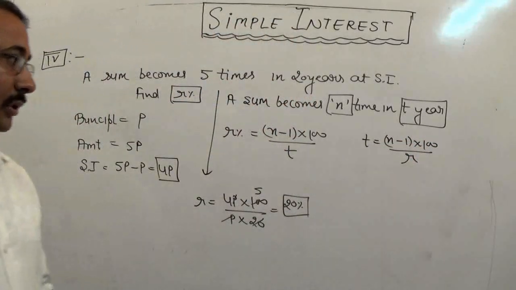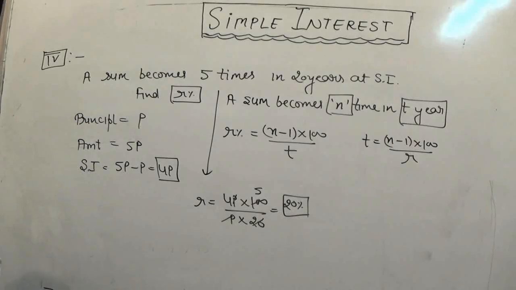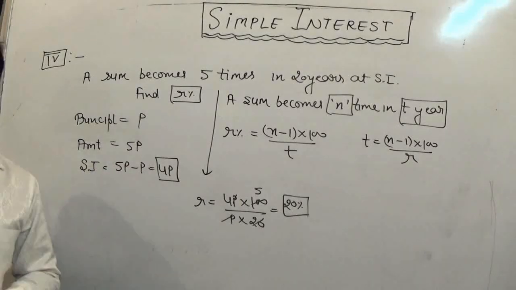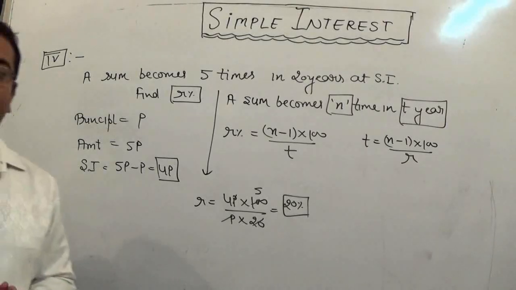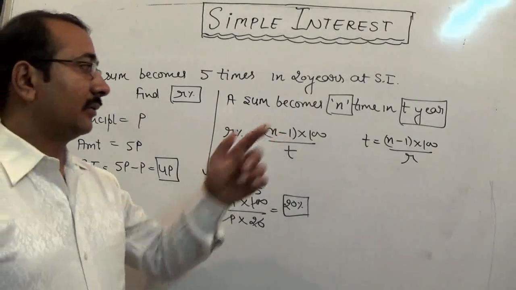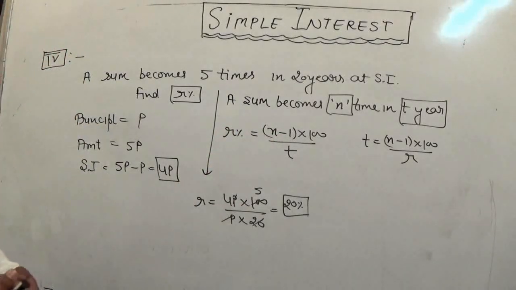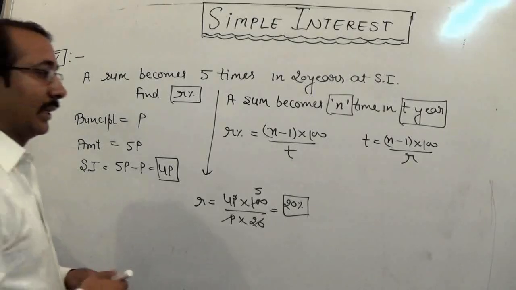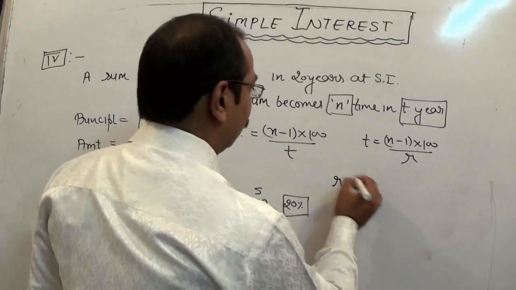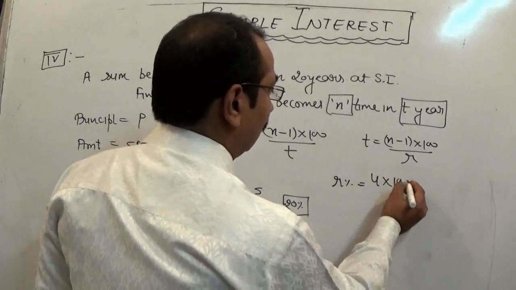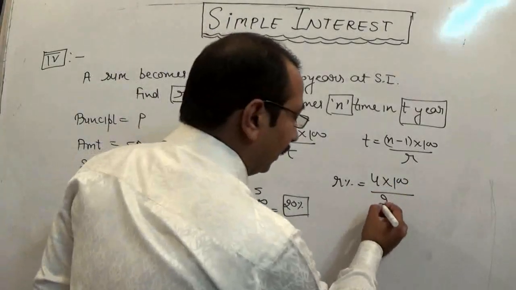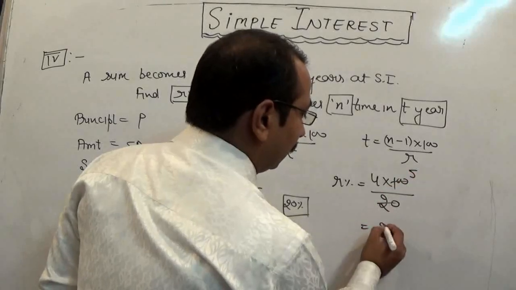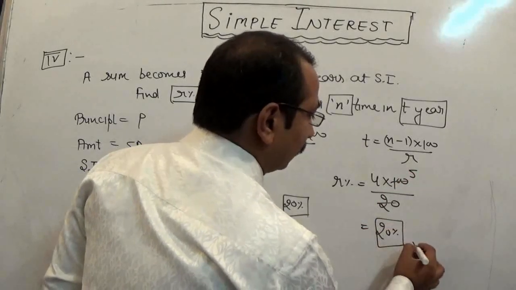So when we look at these questions, two types of question can be asked. Either you have to find the R percent or you have to find the T. I can assume that a sum becomes n times, so I say (n minus 1) into 100 upon T. Suppose it is given that a sum becomes 5 times, so R percent is equal to (5 minus 1), that is 4, into 100 upon T. The time is 20 years, so I put 20 here. 20 will go into 5. My answer to this question is 20%.